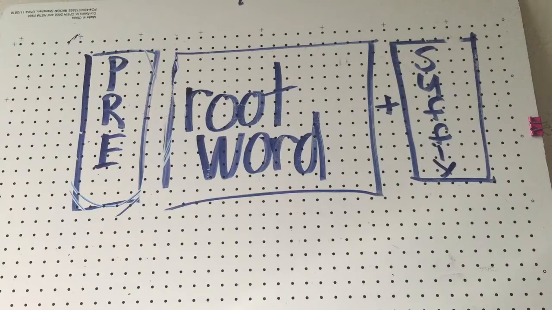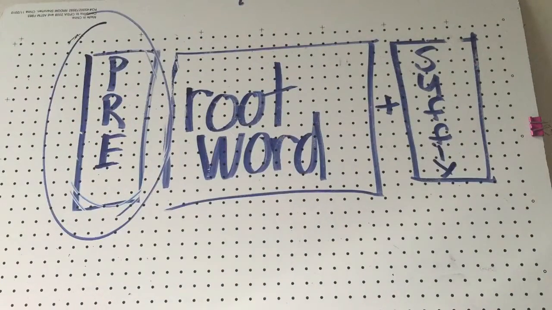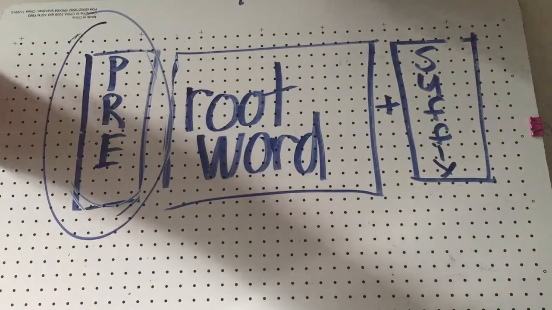For this lesson, you're going to learn about prefixes, which is this part of the word. Now, what is a prefix? A prefix is a word part that is placed before another, and guess what? When you do that, you can change the meaning of the original word. And why is that?